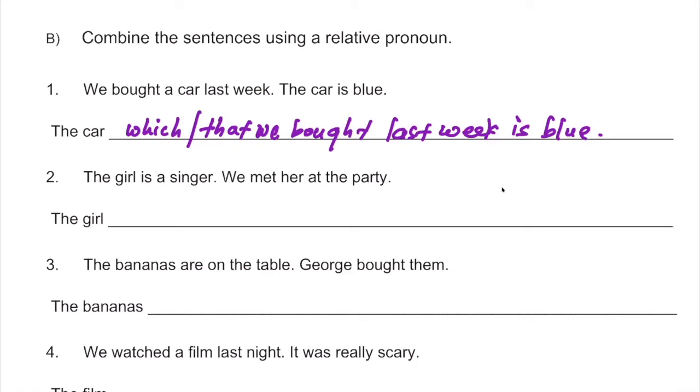The car, comma, which is blue. Wait, sorry. The car, comma, which we bought last week, comma, is blue. Excellent. Thank you. Okay. So this is actually a sentence that is A positive disguised because I took out the commas. Thank you, Charlene. Right. So if I insert the two commas, I realize that this is an A positive sentence.